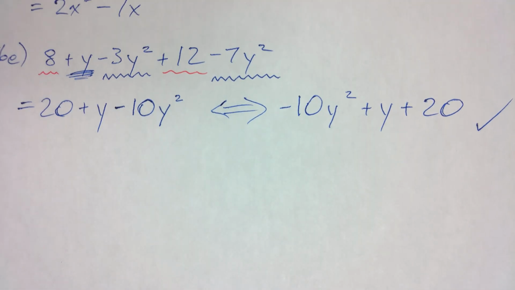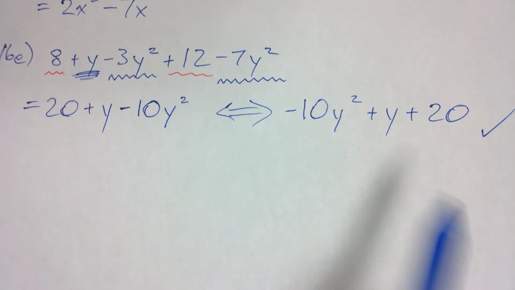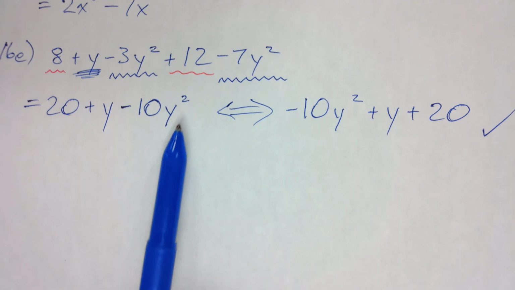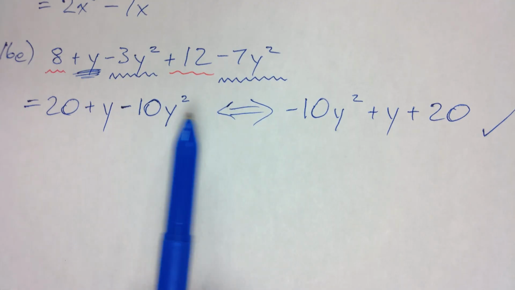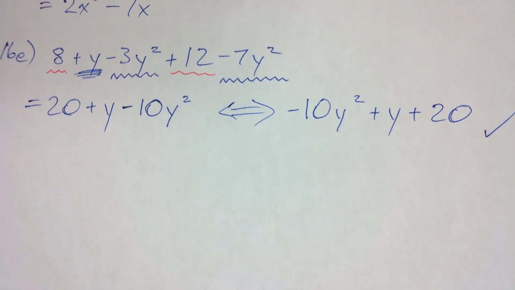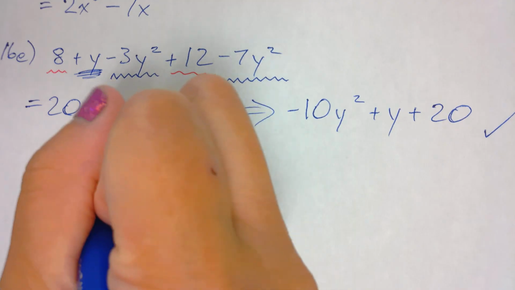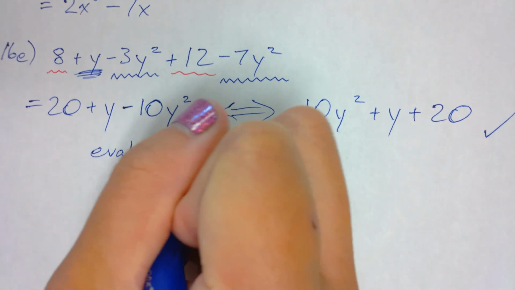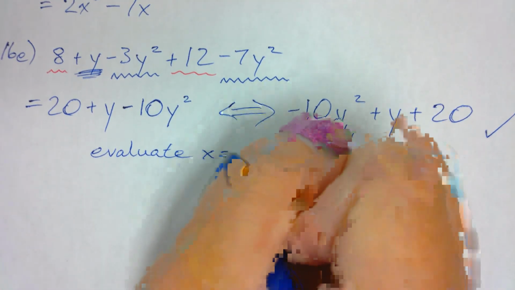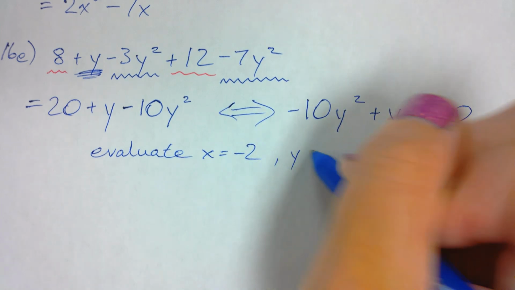It's like 5 apples plus 3 apples is the same as 3 apples plus 5 apples, right? So order doesn't matter. I wanted to point this out because on the test, if it's a multiple choice question, you want to know that these are the same. Okay. Oh, the question does say evaluate. Evaluate for x equals negative 2 and y equals 3.